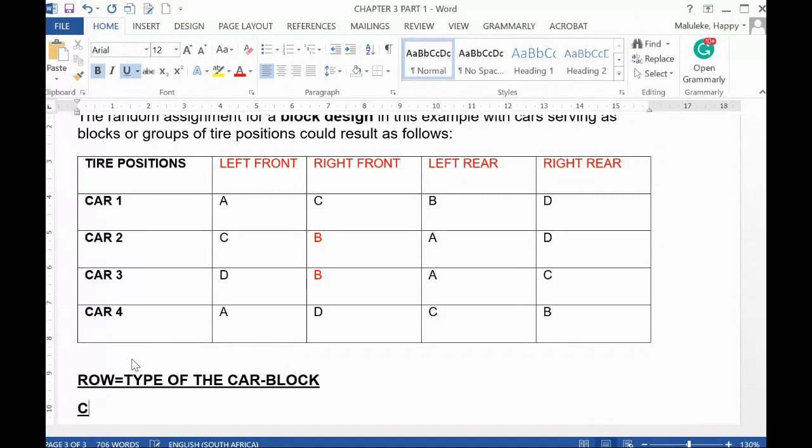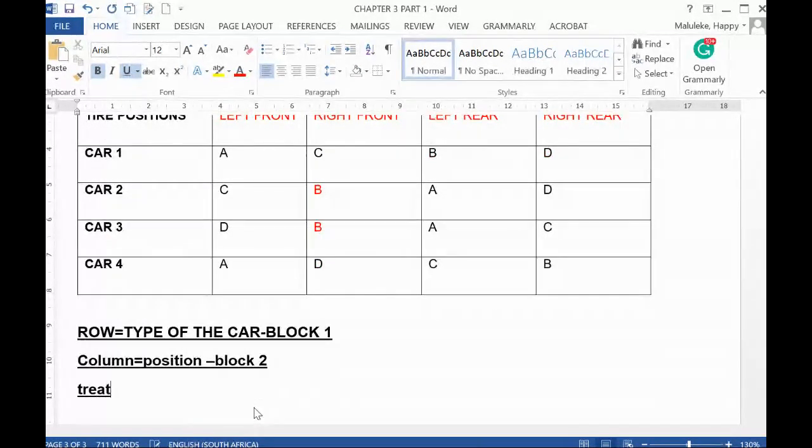The second block, what is on the column? What is on the column is the position, isn't it? It is the tire position, where it is placed. This is the second block, also a block. We are saying the position where the tire is placed is a block. The type of the car, again, is another block. So this is block 1, this is block 2.